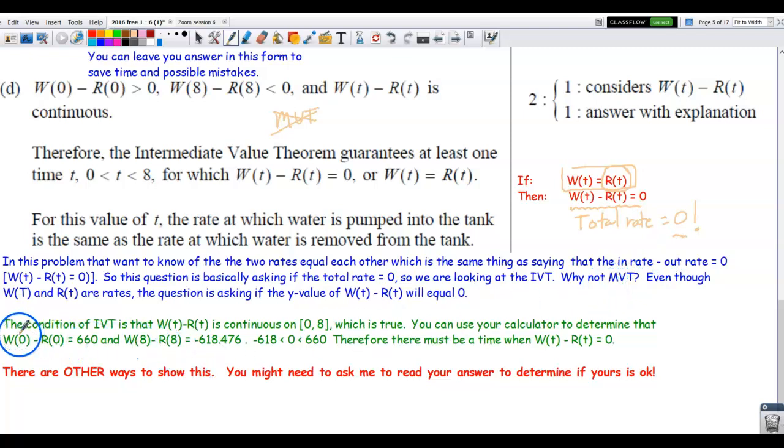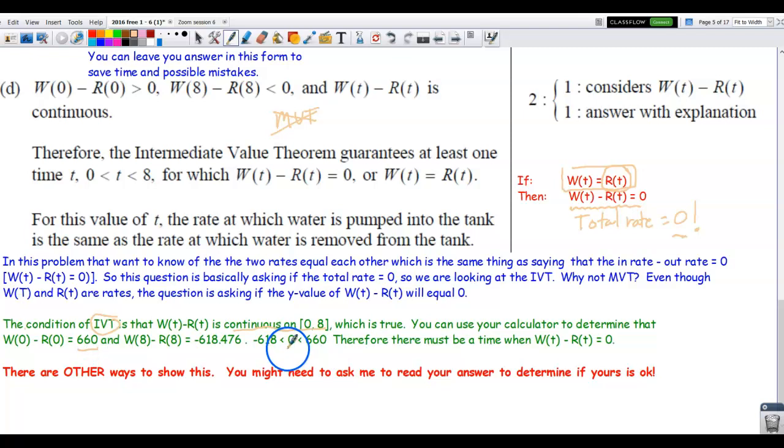So then, since I know I'm using a theorem, the condition of the intermediate value theorem, recall, is that the rate that we're considering, or the function that we're considering, must be continuous on 0 to 8, which is true because they told us that in the prompt. So then I want to determine the total rate at 0, and I'm going to use my calculator to do that. Using the table and the function that they gave me, I get 660.